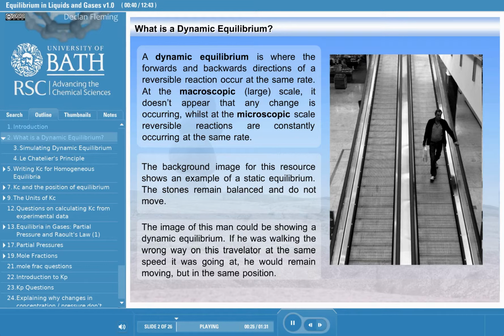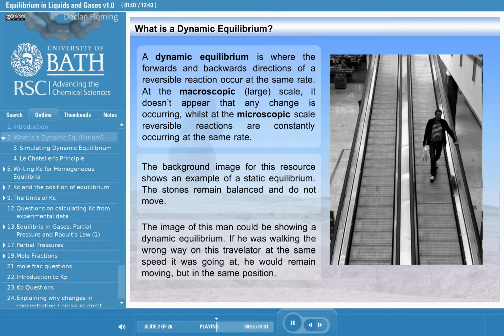The stones remain balanced and don't move. Imagine, however, we had a man on a travelator walking in the wrong direction. It's possible that he could be walking at the same speed as the travelator, but in the opposite direction. If we were to take a long exposure photograph, the position of the man would not appear to change, even though both he and the travelator are in motion. This would be an example of a dynamic equilibrium.